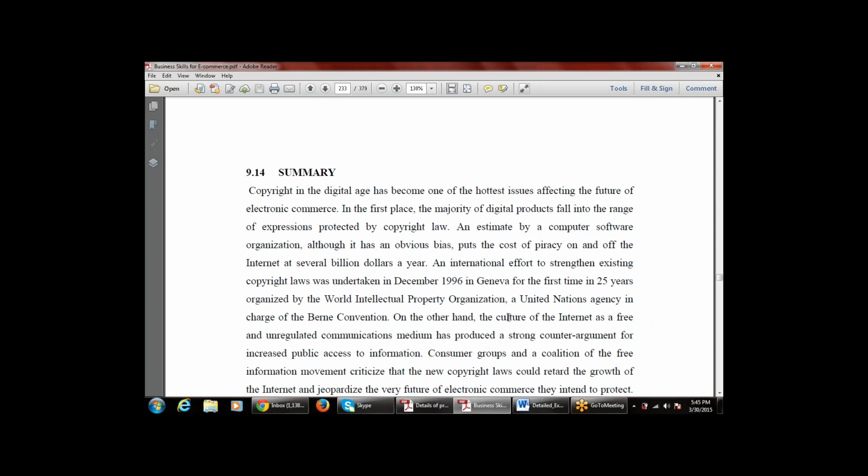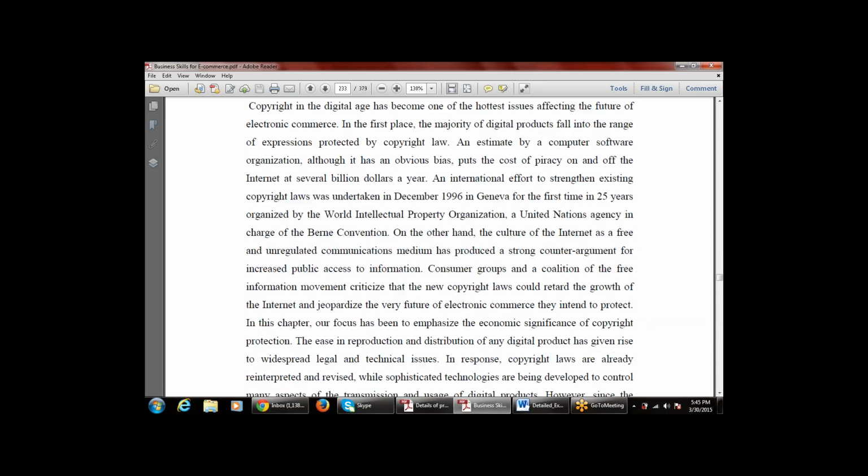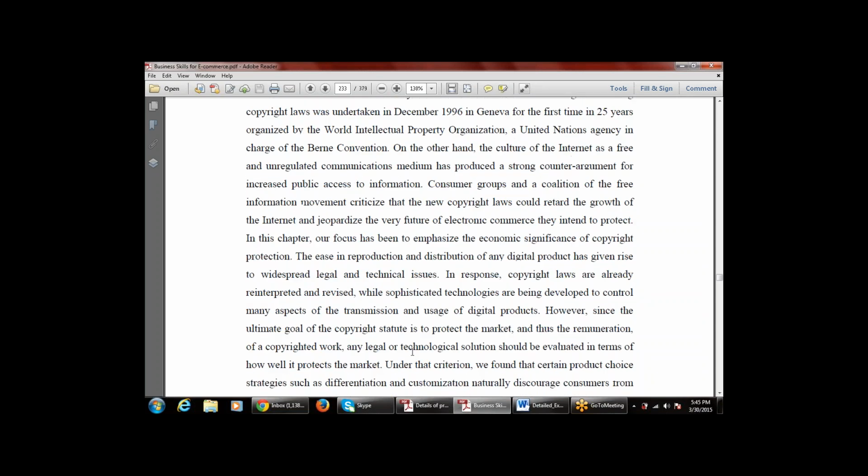On the other hand, the culture of the internet as a free and unregulated communication medium has produced a strong counter argument for increased public access to information. The ease in reproduction and distribution of any digital product has given rise to widespread legal and technical issues. So this is just a summary of what we have covered: digital copyright, who can claim a copyright, who is applicable for copyright, and objects that are not covered by the copyright.